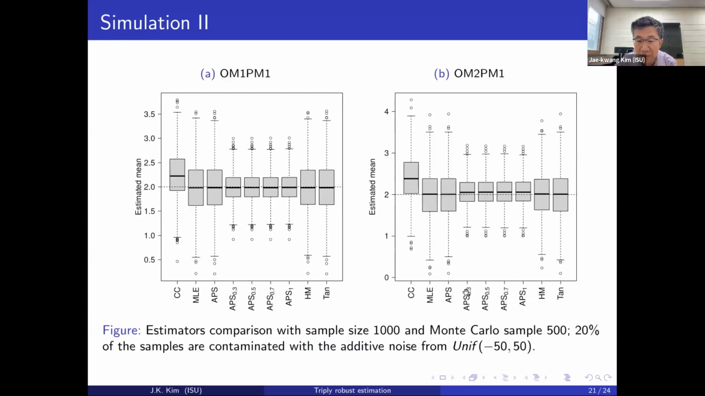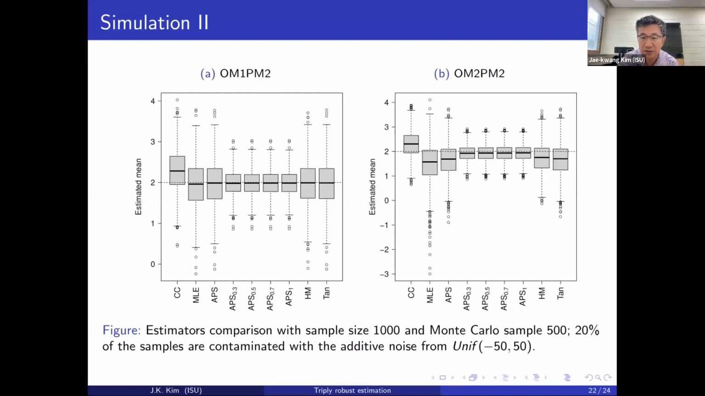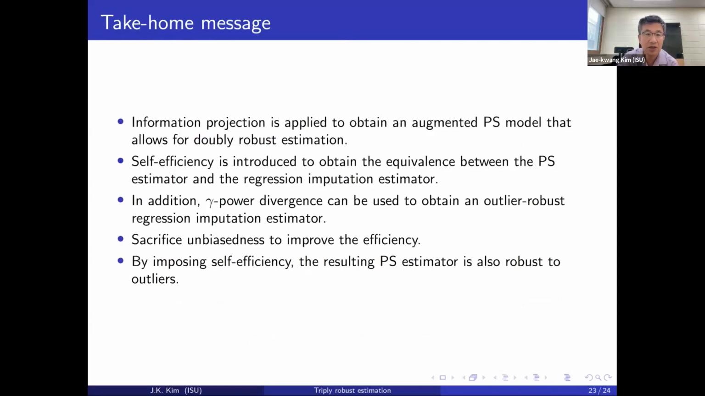Also, for APS, this is the value of the parameter gamma: gamma is 0.3, gamma is 0.5, gamma is 1, and there is no real big difference. So maybe gamma equal to 1 is a reasonable choice in practice if you don't have time to do cross-validation. So here's the take-home message.